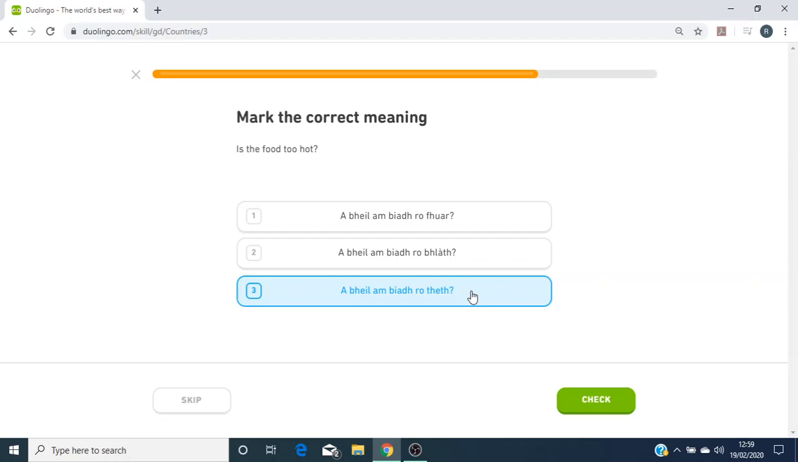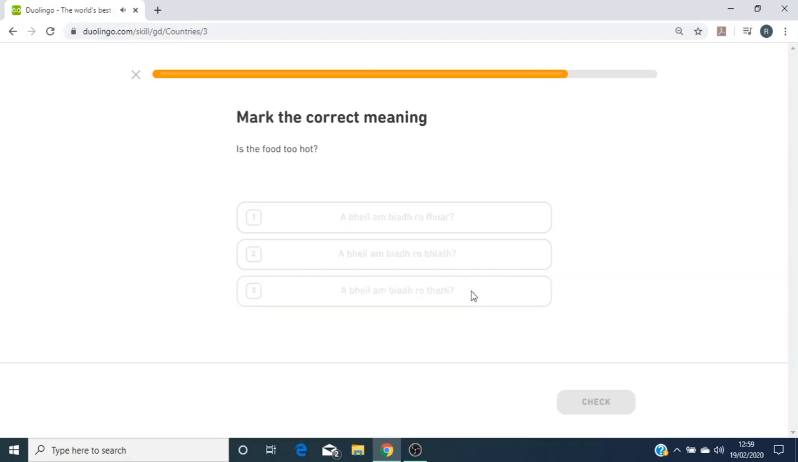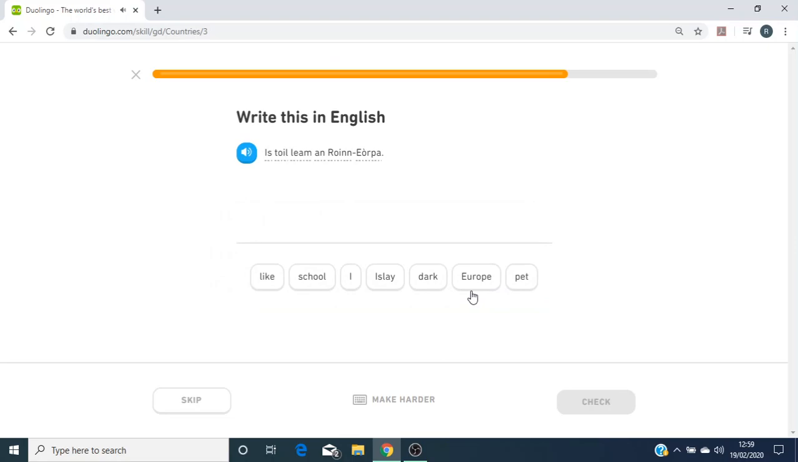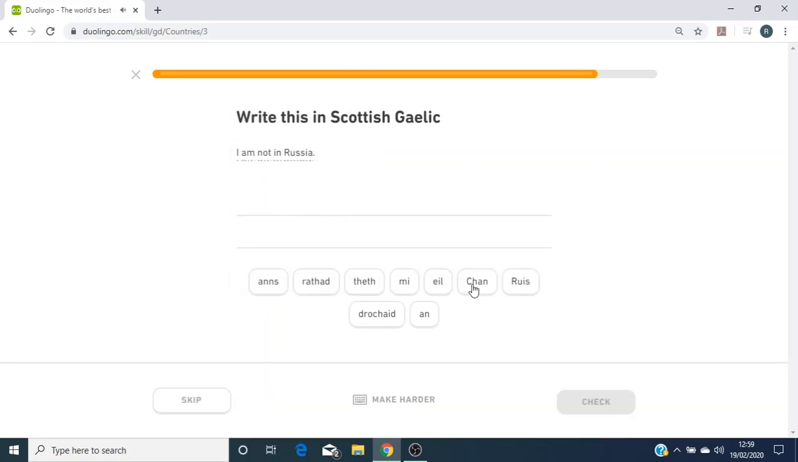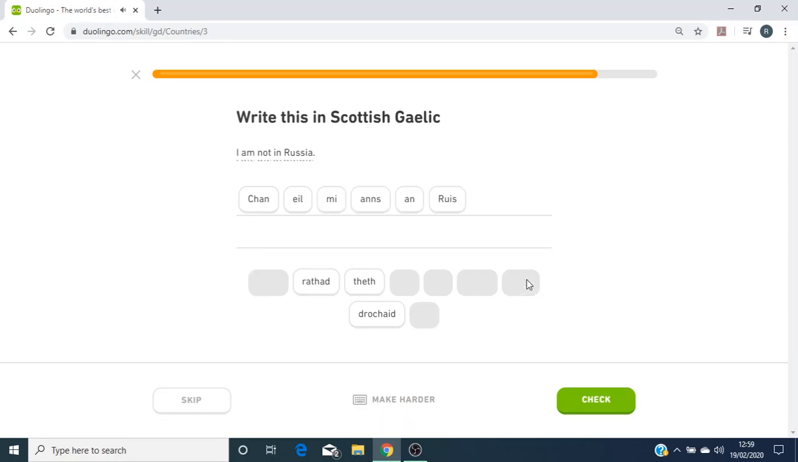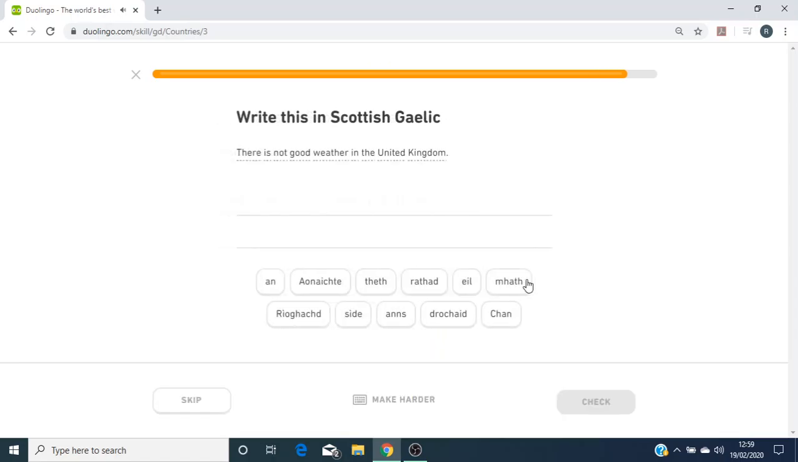Ro is one of those words that causes a lenition. I like Europe. I am not in Russia. There is not good weather in the United Kingdom. I know there isn't.